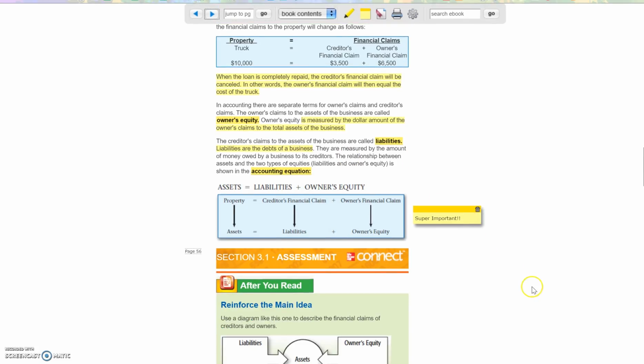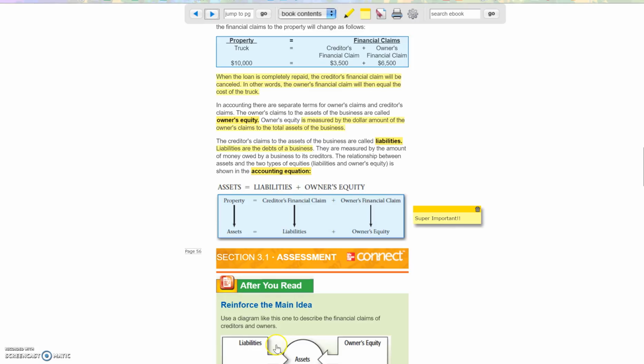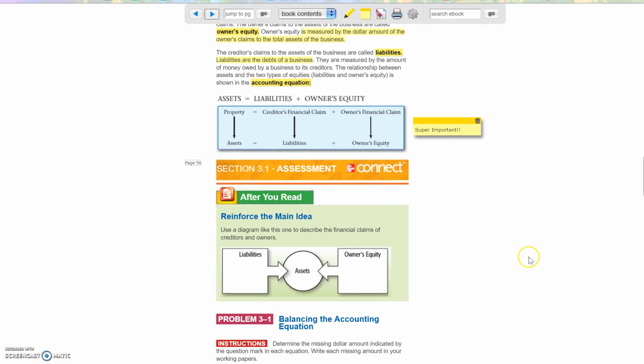So our accounting equation here ends in this manner. Property is asset, anything of value. Creditor's claim are called liabilities, and the owner's claim is called owner's equity. So assets equal liabilities plus owner's equity. A lot of times you'll see this just as A equals L plus OE. That is the basic accounting equation. We will be talking about that quite a bit. So that's the end of section 3.1.